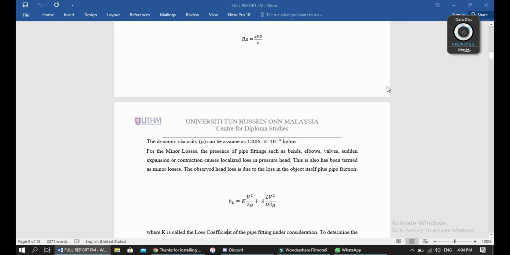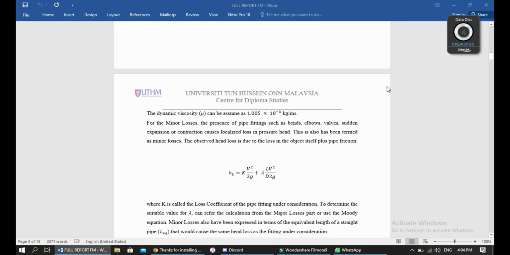Now we continue to the minor losses. For the minor losses, the presence of pipe fittings such as bends, elbows, valves, sudden expansion or contraction causes localized loss in pressure head. This can also be termed as minor losses. The observed head loss is due to the loss in the object itself plus pipe friction.